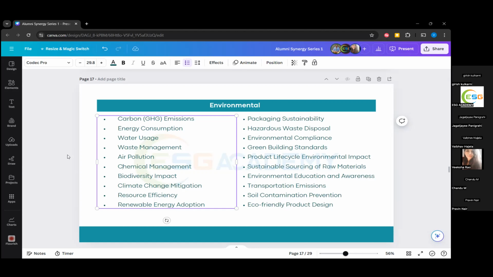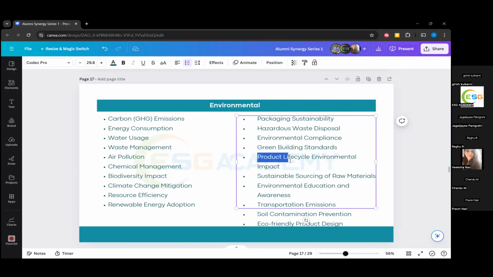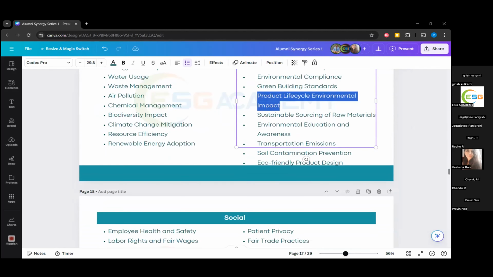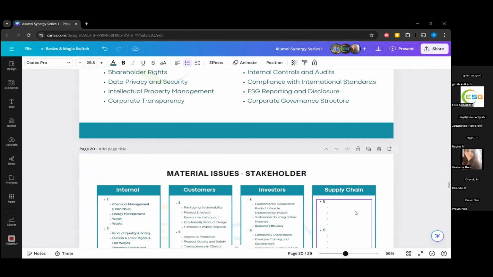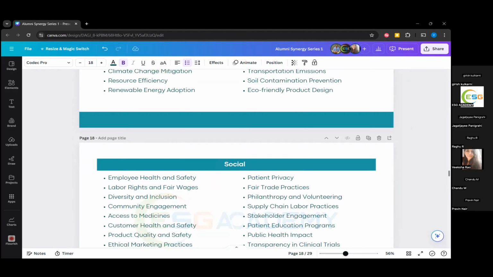Sir, what about product life cycle, environment impact? Right, got it. And I think we can also consider awareness and education. Right, because knowledge sharing is a very important environmental activity. Knowledge sharing is very important when it comes to the value chain. That is my idea. Okay, we can add that, and two more.